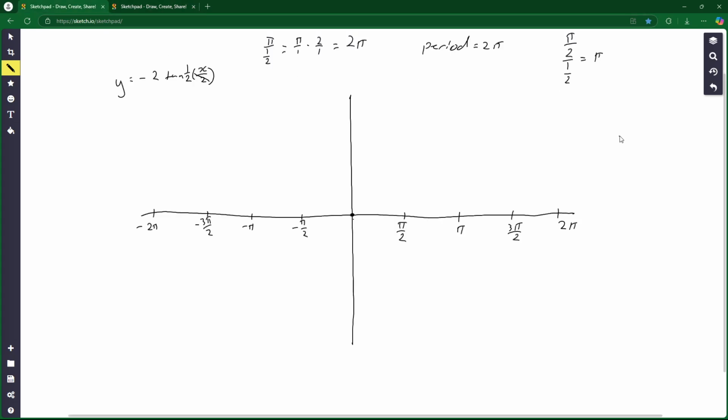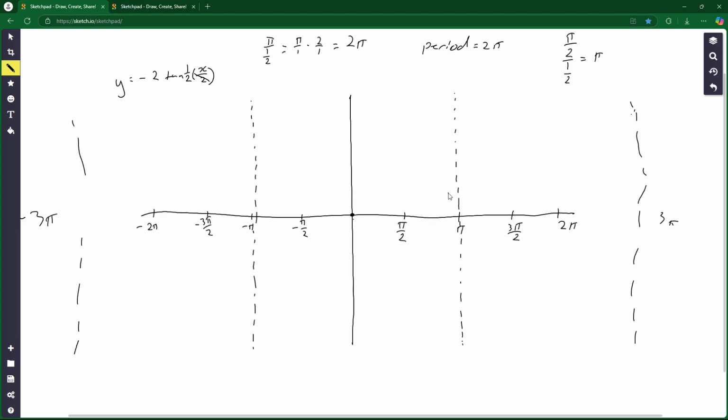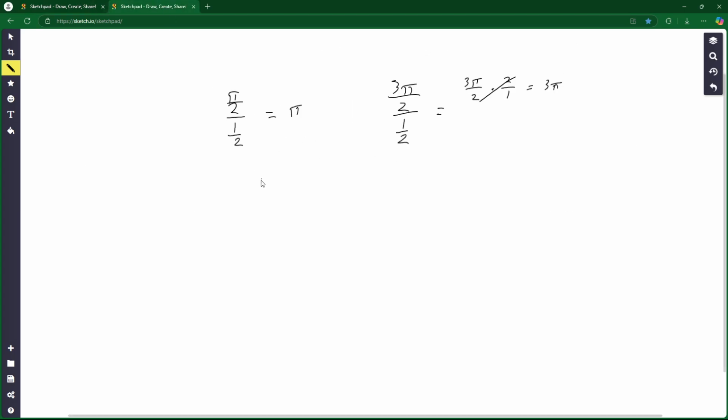And that's going to be off the graph somewhere over here, and then also all the way down here, negative 3 pi. So these are our asymptotes right here. So what you just need to do is take your original asymptotes and then divide it by b, and you'll find the asymptote for tangent.